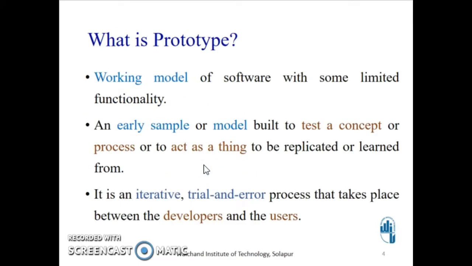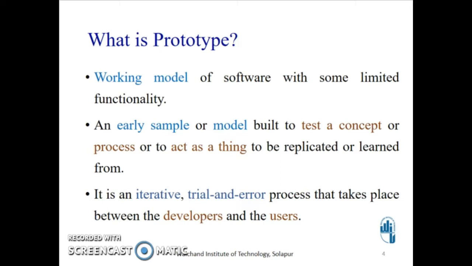What is a prototype? The prototype is usually not a complete system, and many of the details are not built into the prototype. The goal is to provide a system with overall functionality. So a prototype is called a working model of software with some limited functionalities. It is also called an early sample or a model built to test a concept or a process.